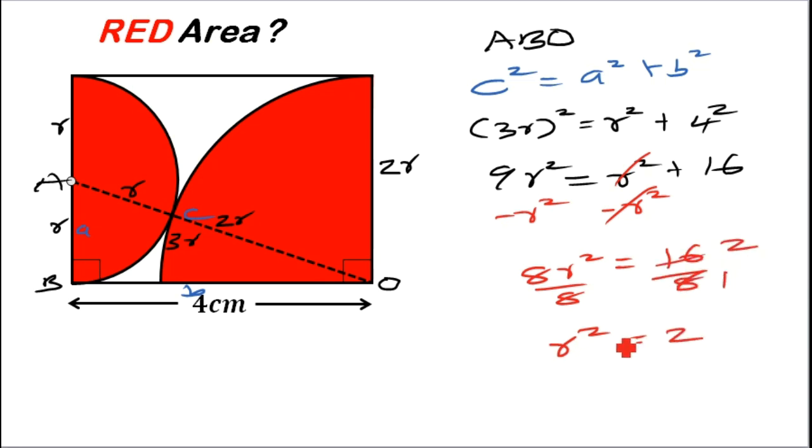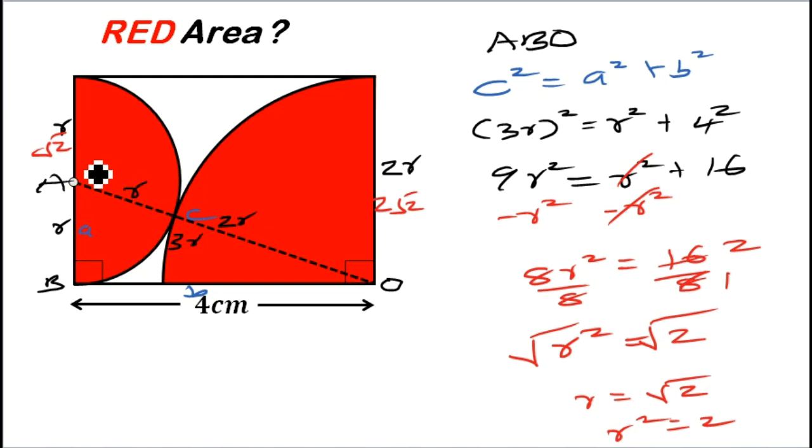16 divided by 8 is 2. So what is r? You look for the square root on either side. So you find r is the square root of 2. So it implies that the radius of the semicircle is root 2. So it means the radius of the quadrant is 2 root 2.